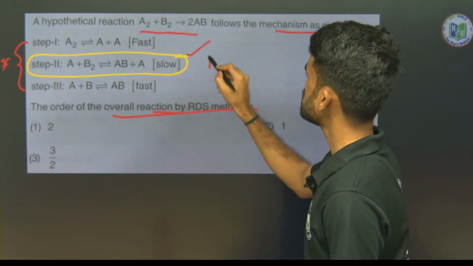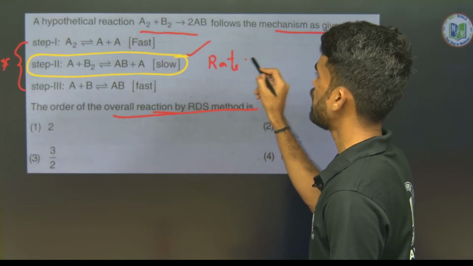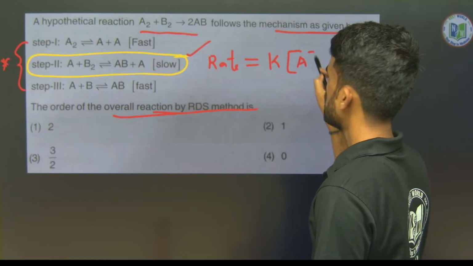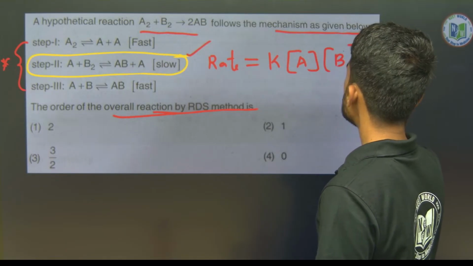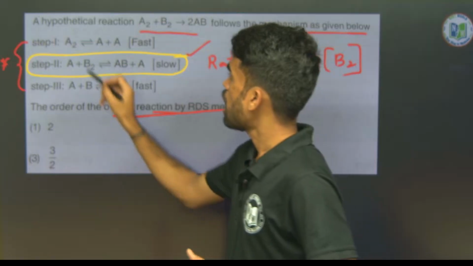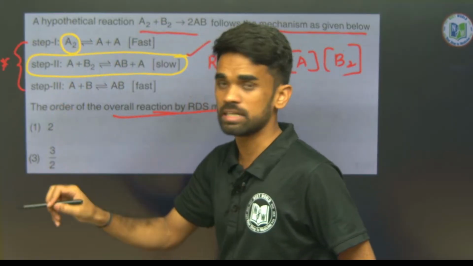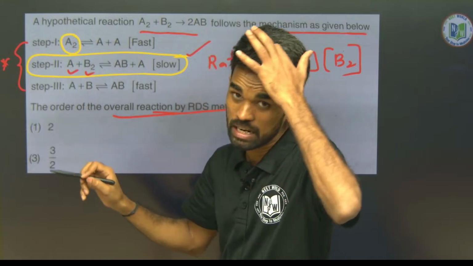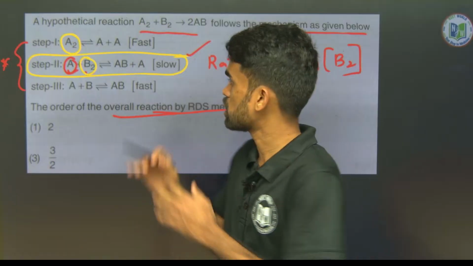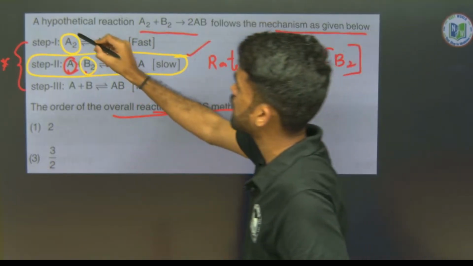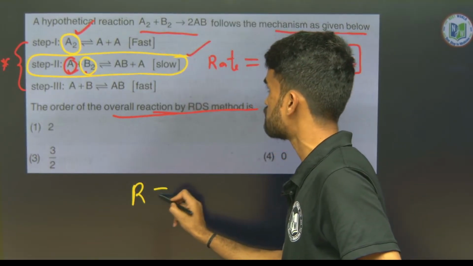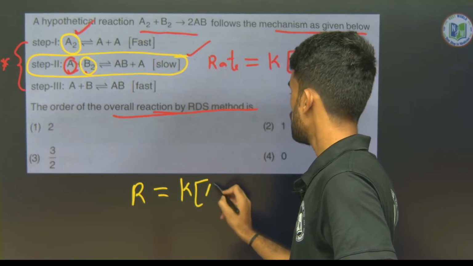From this you should write the rate of reaction equal to K, some rate constant, into the concentration of A into the concentration of B2. But always remember that in the rate equation or rate law, you should involve only reactants. If there are any intermediates, those should be removed from this rate law. So what is our reactant here? A2. So your answer should be something like this, in terms of K into A2 only.